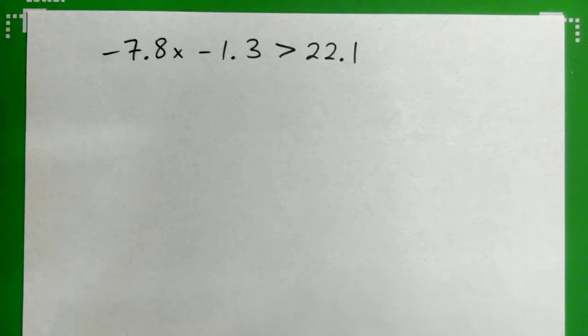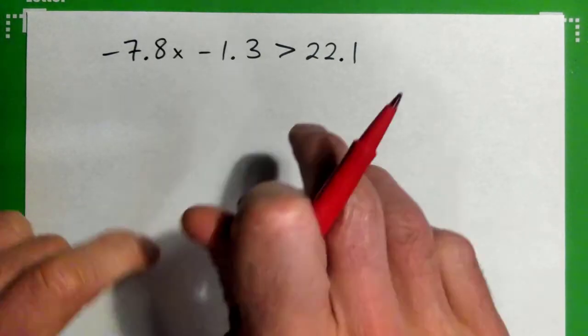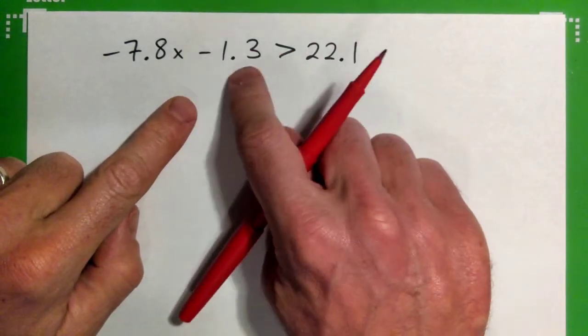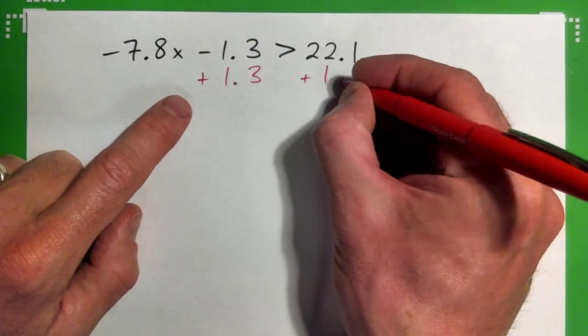Run through it real quick anyway. So we're solving this for x. We got to get x on its own. It's been multiplied by negative 7.8, and then 1.3 is being subtracted. So I need to add 1.3 to both sides first of all.